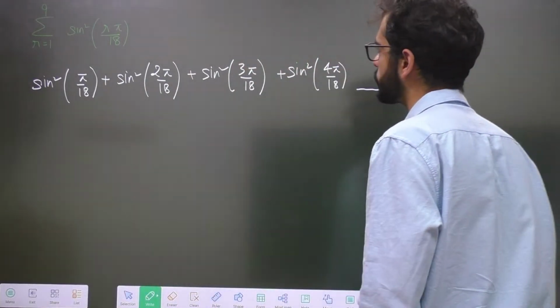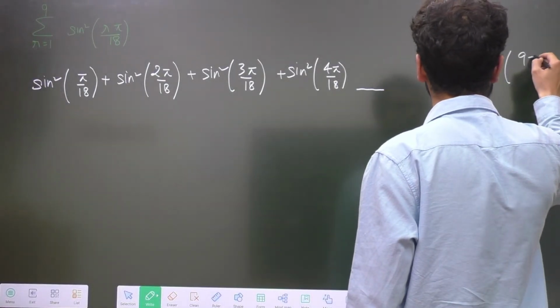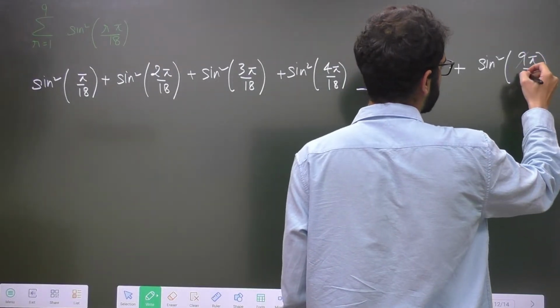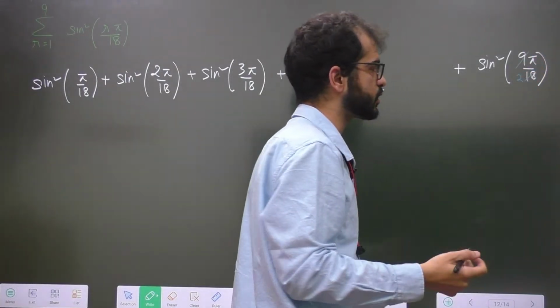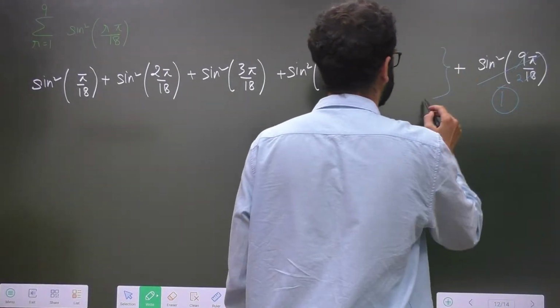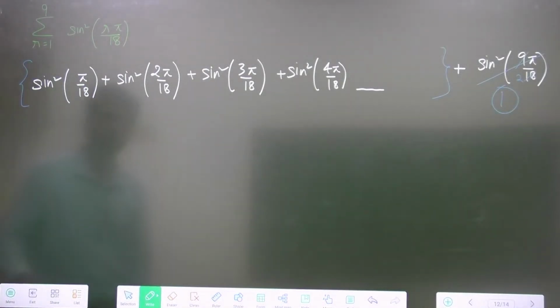Finally, the last term is going to be 9. So I'm going to write sine square 9 pi upon 18. 9 pi upon 18 can be written as pi upon 2. Sine 90 is 1. So this expression can be written as 1. Now I have to solve for the first 8 expressions. Let's try to understand what's happening over here.